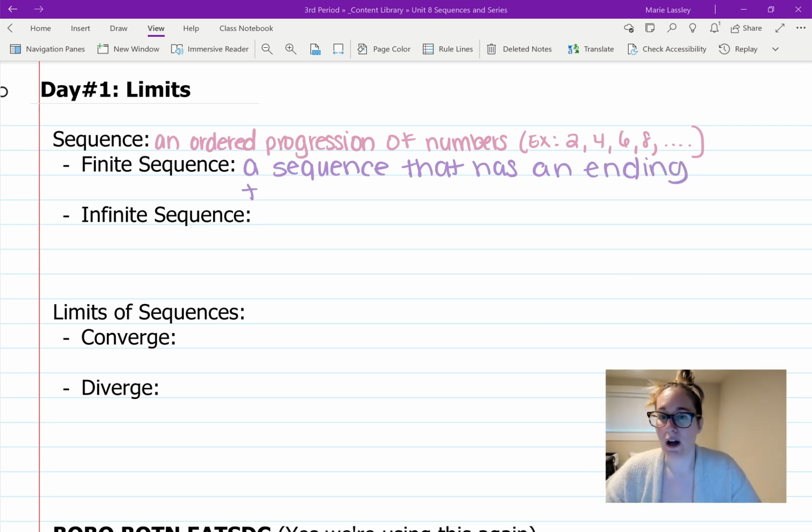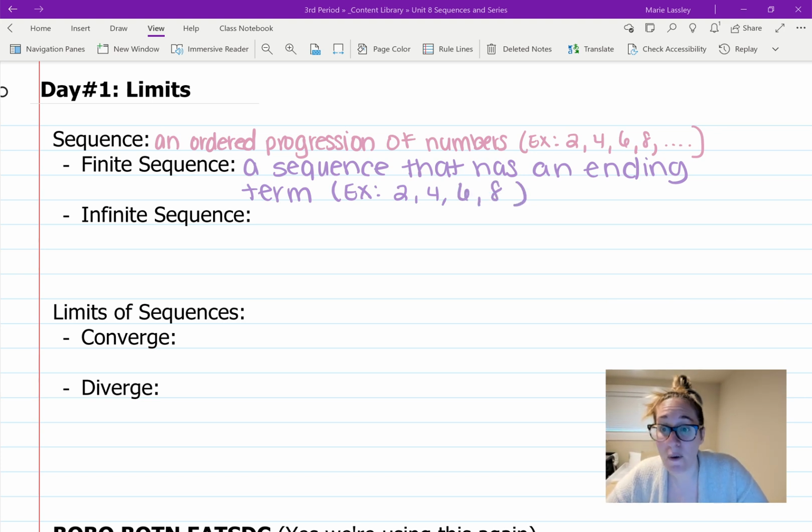All right, so unlike the example in my sequence definition, where we have the dot, dot, dot at the end, you would have a final point. So it would look something like this: 2, 4, 6, 8. That's it. There's no dot, dot, dot. This progression does not keep going. 8 would be our final term. So I would say that this is a finite sequence.